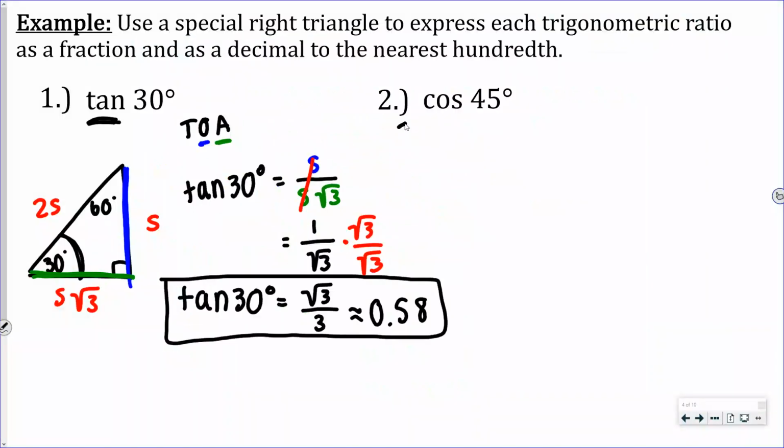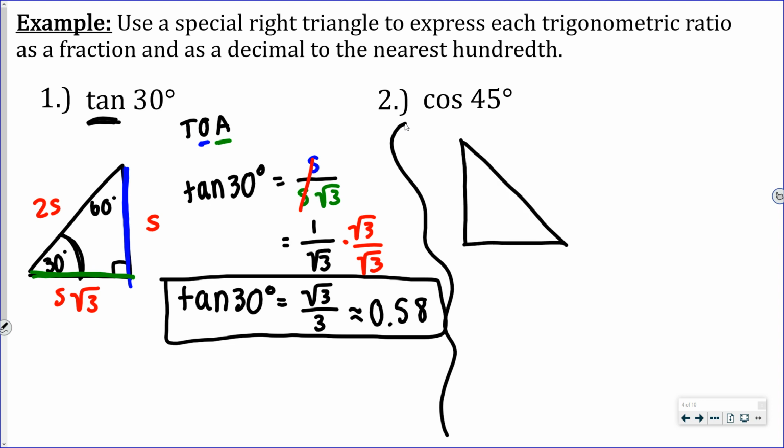Okie doke. There's the first one. The next one wants us to find the cosine of 45 degrees. So if I use a special right triangle and I want 45 degrees, I'm going to draw my 45, 45, 90. Maybe let's draw a triangle this way this time. Doesn't matter. 45, 45, 90.